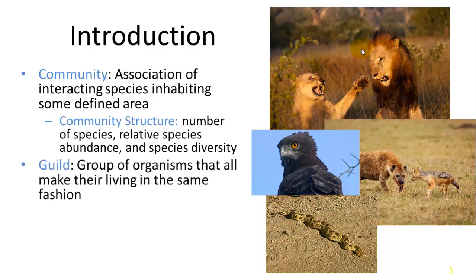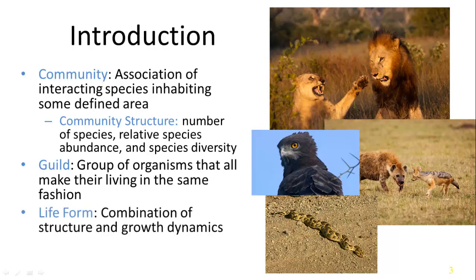A guild, which we talked about before, is a group of organisms that all make their living in the same fashion. So here I have a guild of carnivores of the grasslands of Africa. Okay, so we have a viper, a hawk, a hyena, a fox, and lions. They're all slightly different, but they all make their living kind of in the same way by preying on other animals. Life form is the combination of both structure and growth dynamics.